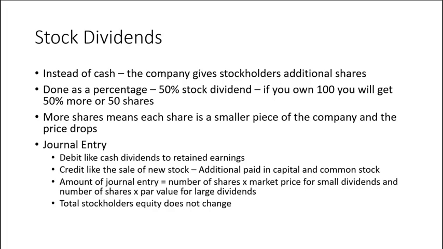We do make a journal entry with stock dividends. We debit retained earnings and we credit the same way as we did when we sold new stock. We credit additional paid-in capital and common stock. The amount of the journal entry is the number of shares times the market price for small dividends, whatever the price is out in the market, and we multiply by a par value for large dividends. Most of the time you're going to have a large dividend, so you're going to use par value. Remember, that's very low, so the amount is going to be low.